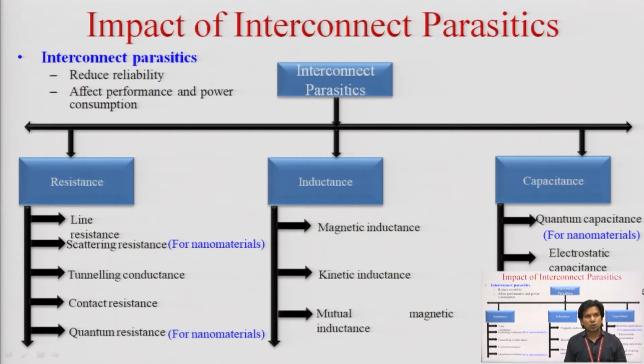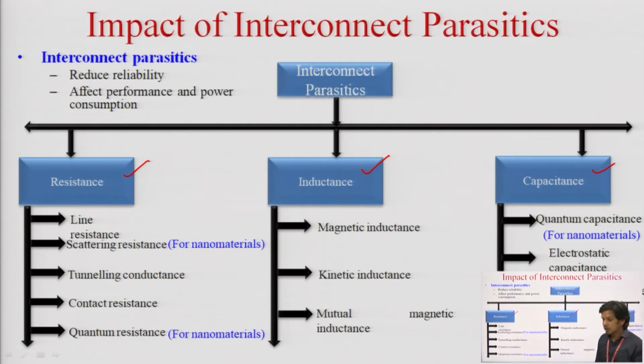Okay. So, the interconnect parasitics basically reduce the reliability, affect the performance, and consume huge power. This has been classified into 3 categories: one is resistance, second is inductance, and the capacitance. Clear?